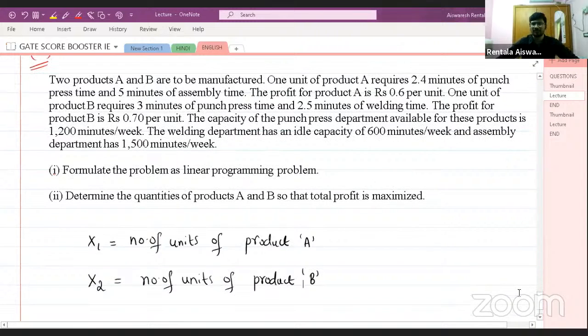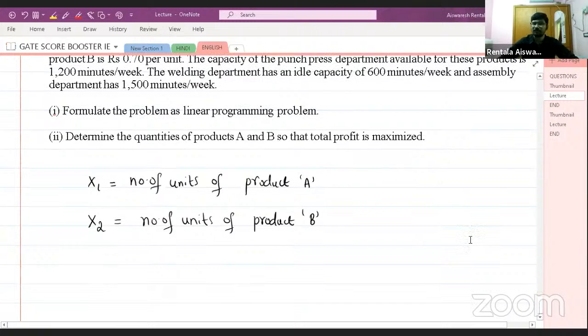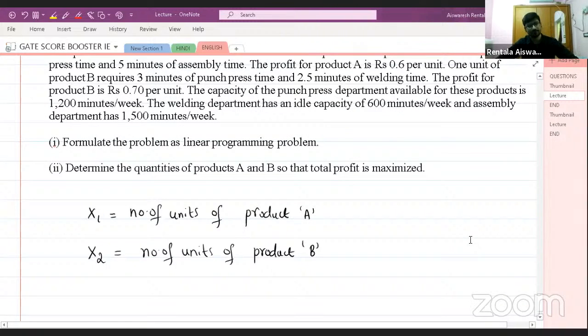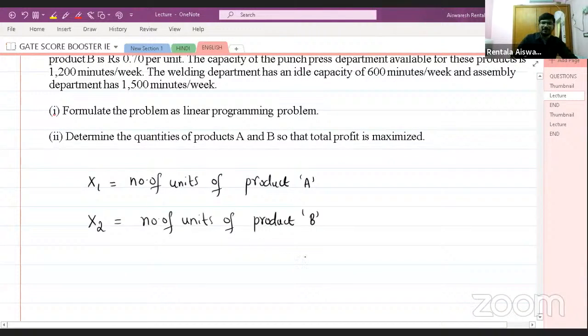Okay, so the very first crucial step will be identifying the decision variables. Once you have these decision variables, x1 number of units of product A and x2 number of units of product B, ultimately you have to decide these two variables in such a way that your total profit is maximum. So I'm writing them, let us say, as A and B. You are producing x1 units of product A and x2 units of product B.